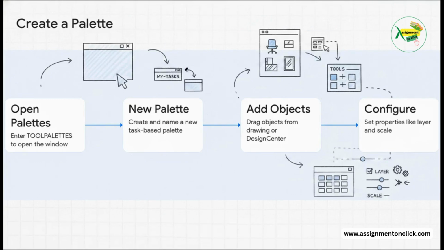And building one is incredibly straightforward. First up, you just type Tool Palettes to open the window. Give it a right-click to create a new palette, and be sure to give it a clear task-based name. Then you simply drag your approved objects directly from a clean library drawing, or you can use the DesignCenter, and just drop them right onto the palette. Finally, you configure the tool properties.